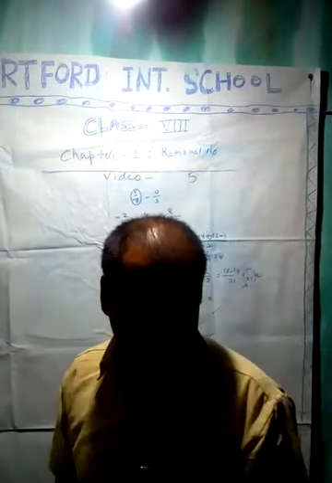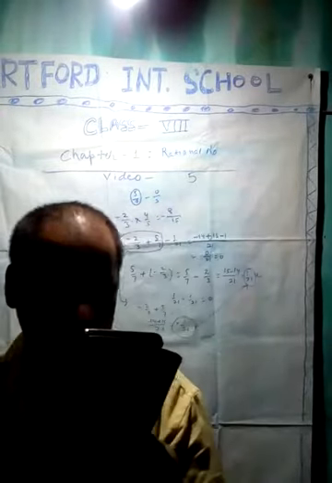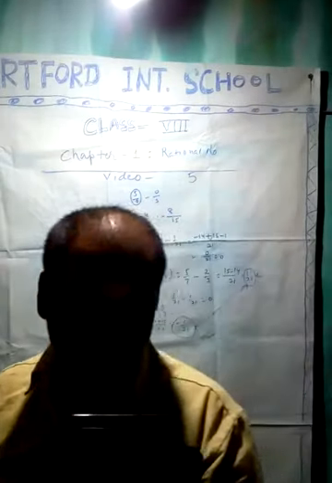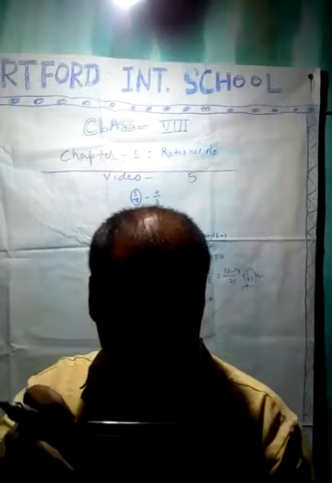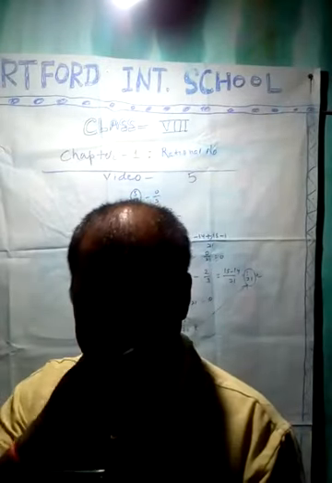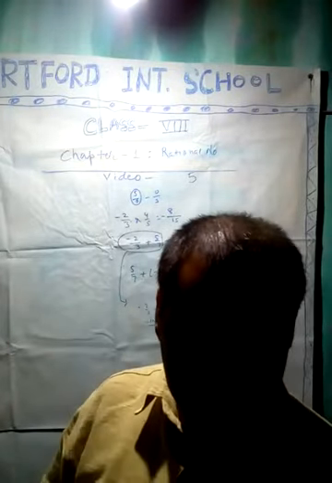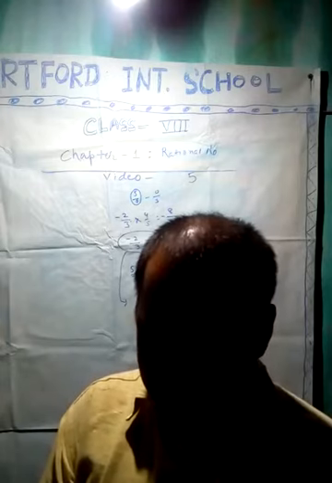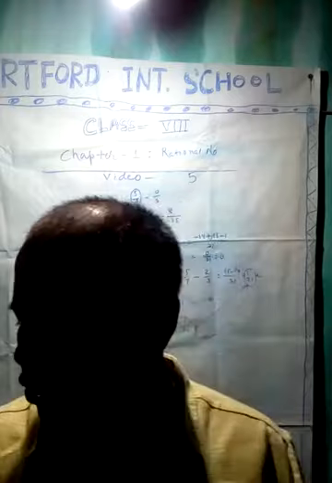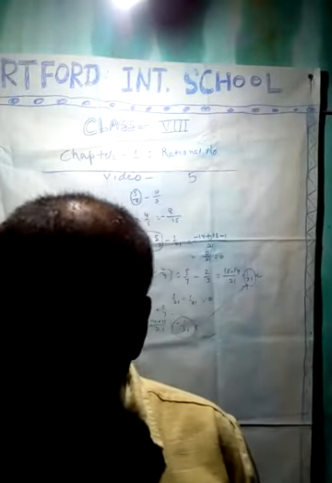Now subtraction. 2 by 3 minus 5 by 4 is not equal to 5 by 4 minus 2 by 3, and 1 by 2 minus 3 by 5 is not equal to 3 by 5 minus 1 by 2. You will find that subtraction is not commutative for rational numbers. Note that subtraction is not commutative for integers, and integers are also rational numbers, so subtraction will not be commutative for rational numbers too.